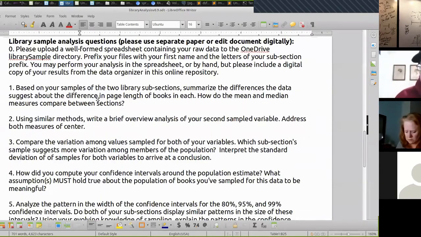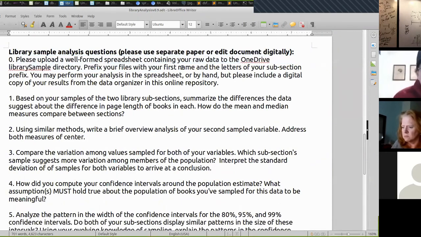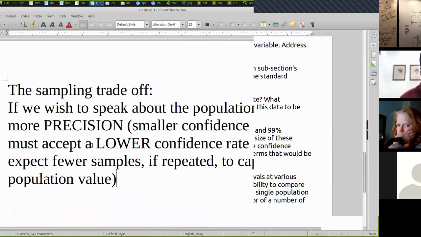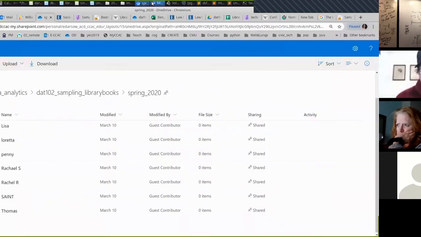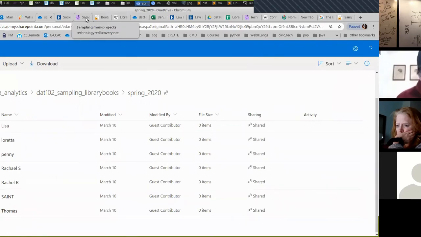And then these are the questions that I'd like you to reflect on. I gave you some instructions on how to do that. Upload, prefix your files with your first name and the letters of your subsection. That will allow us, in the future, if people want to verify your work, to easily find that. And what these questions are going to ask you to do is compare the confidence intervals between your two different book samples.